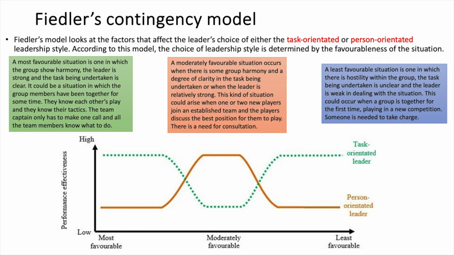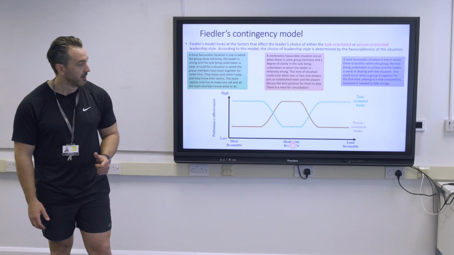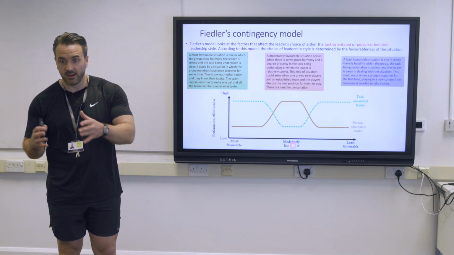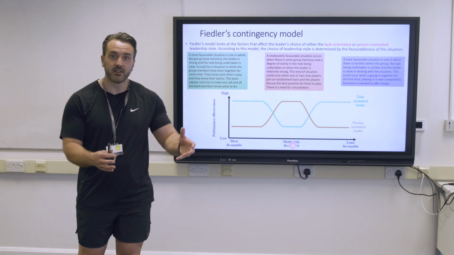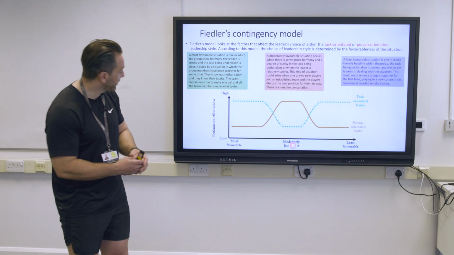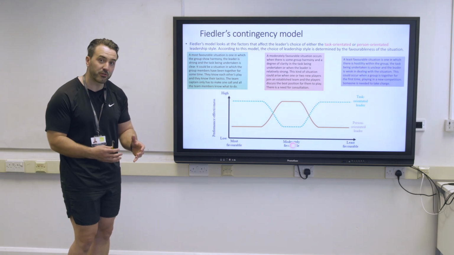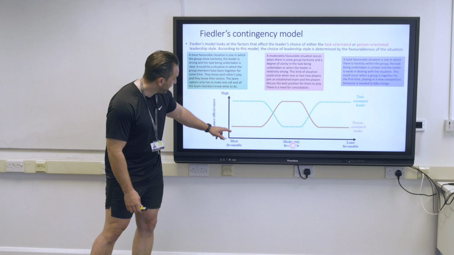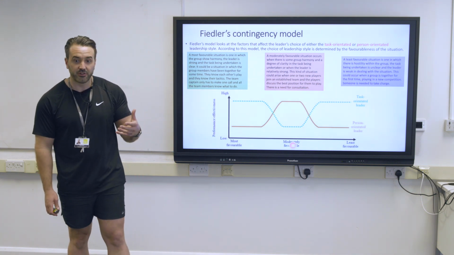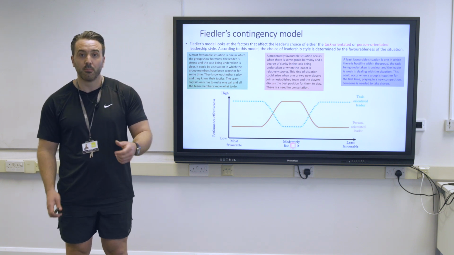One of the models we look at in health and social care in terms of least and most favourable is referred to as Fiedler's contingency model. Fiedler suggested that we have an optimum time to be either autocratic or democratic, so task-orientated or democratic in our style. Fiedler suggested that it is best to be autocratic when the conditions are least favourable and most favourable.